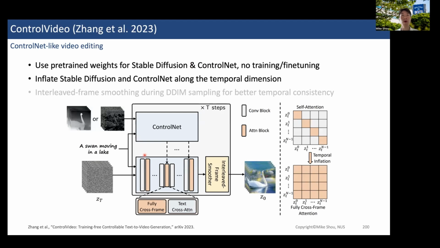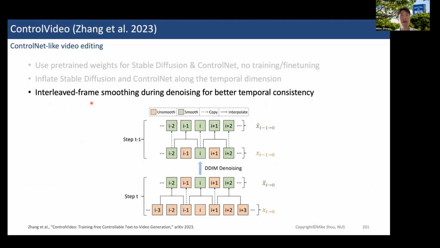We first, again, borrow Stable Diffusion and ControlNet from the 2D image, and we don't need to actually change them at all. Then we inflate them along the temporal dimension so that they can generate video. And that's it. And maybe one more thing they do to further improve the performance is the so-called interleaved-frame smoothing during denoising, so that it can achieve even better temporal consistency.